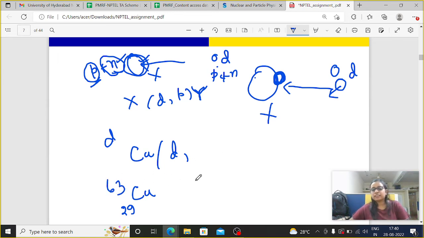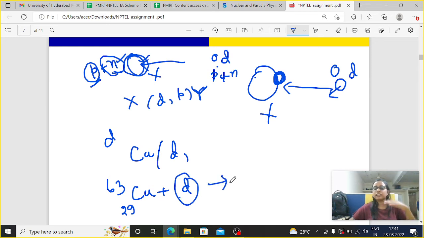Copper 63, 64, whatever it is, depending on the isotope, obviously. And D means what? Do you know? Basically, we hit it with a deuteron. It's not deuteron stripping. Basically, we have to hit it with the deuteron. So deuteron is like that.